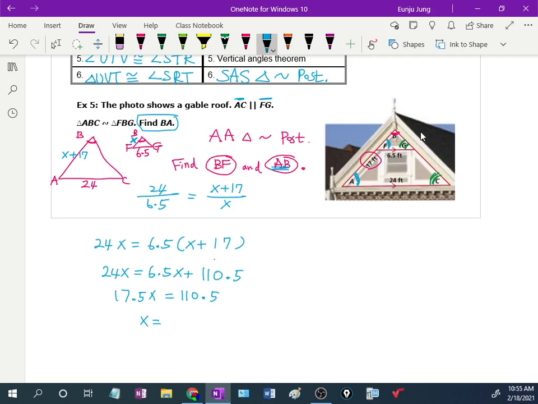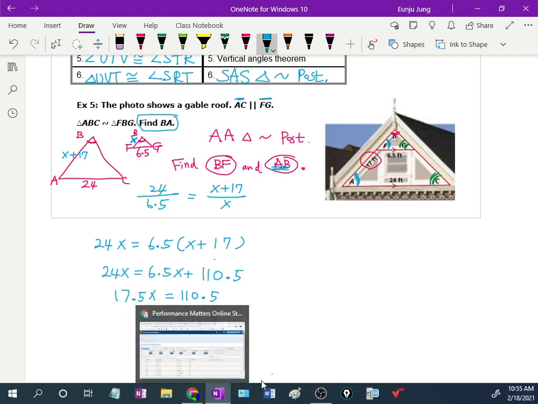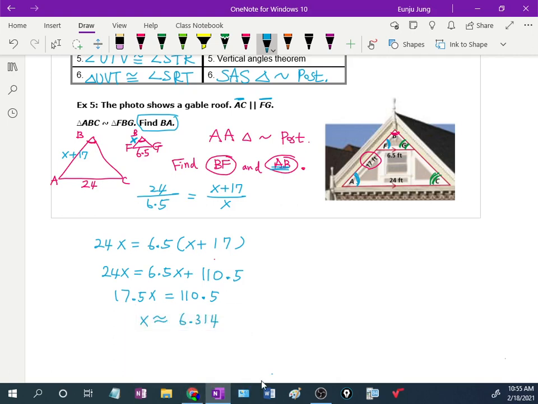When you divide, the answer is approximately equal to 6.314. It's not a fraction. It is kind of a real life situation problem, right? And then decimal would be fine. What is the unit for this answer? Remember to put the unit in real life problems. That's right, it is feet.